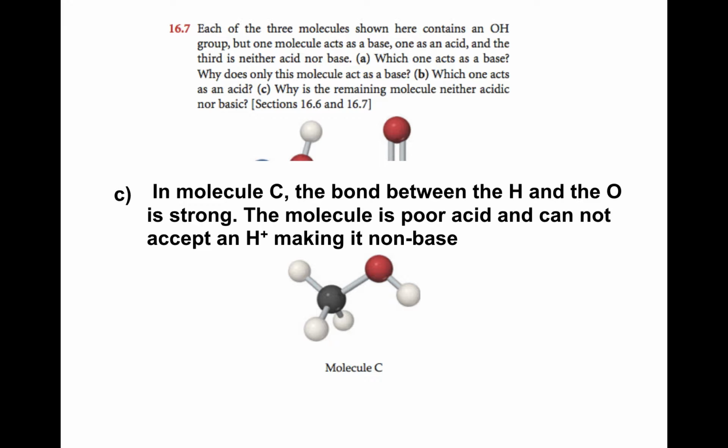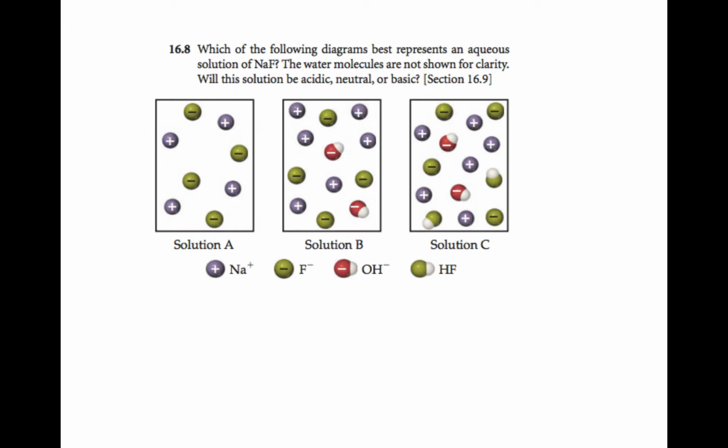And if I'm looking at molecule C, you've got nothing pulling the electrons away from that OH group, so this can be a very hard H to take off. This would be a non-acid. Wouldn't be an H acceptor, wouldn't be an H giver.